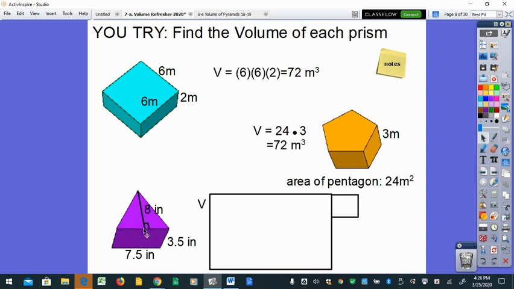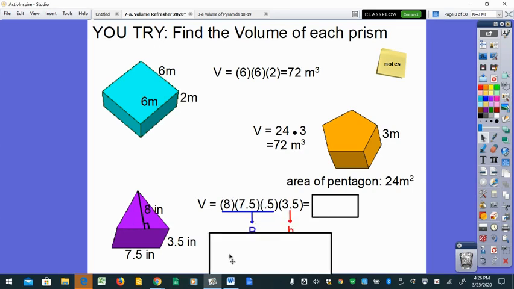So the height makes a right angle with the base. I don't have this number right here, but if I just look down here, you'll notice if this is 7.5, this has to be 7.5. So 8 times 7.5, and don't forget that you need half for a triangle. So we're going to multiply that by 0.5.